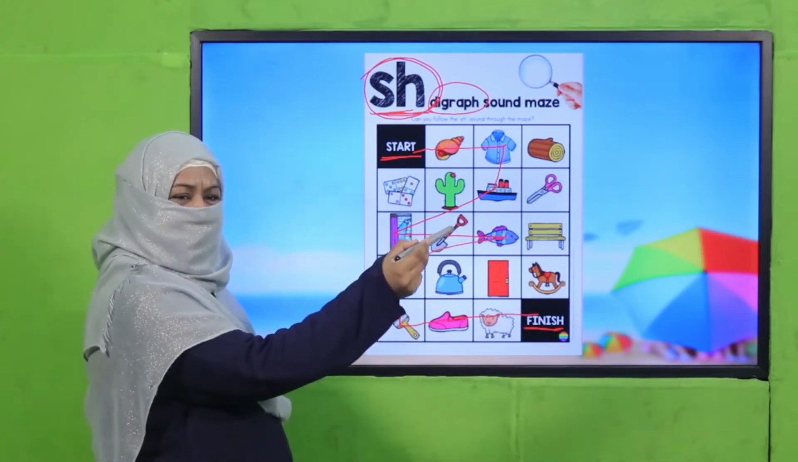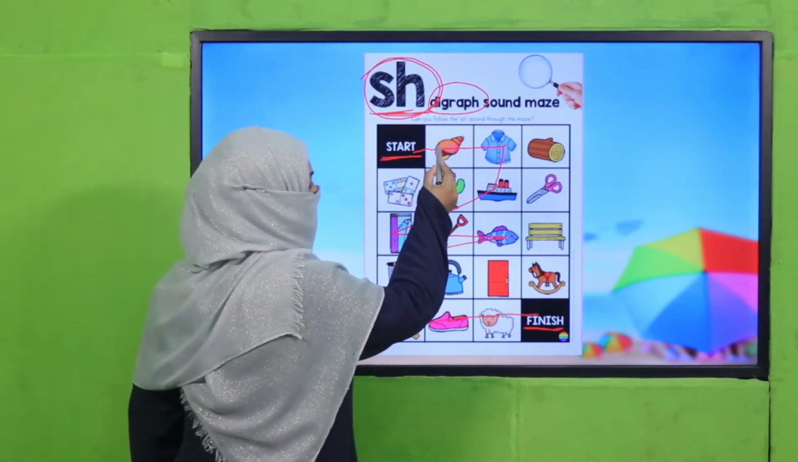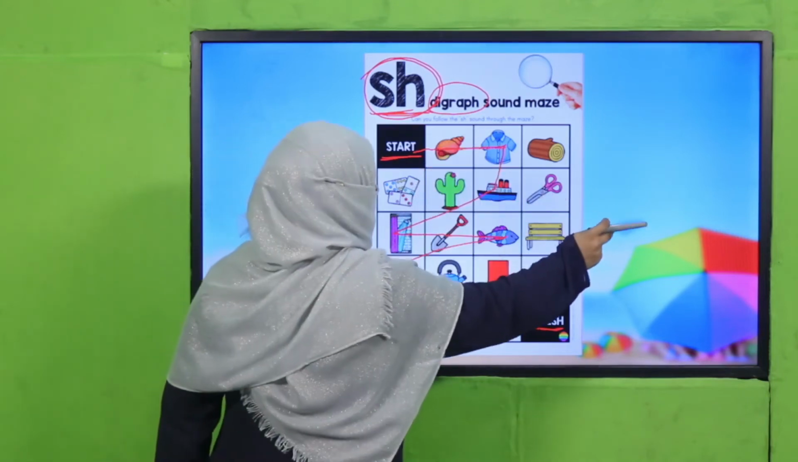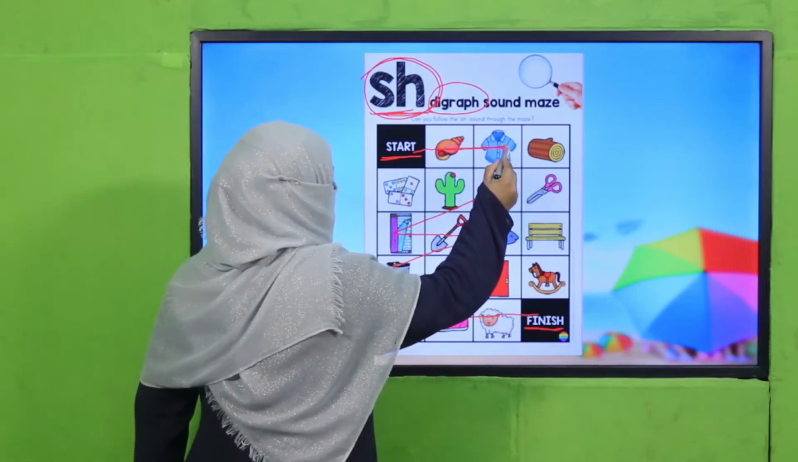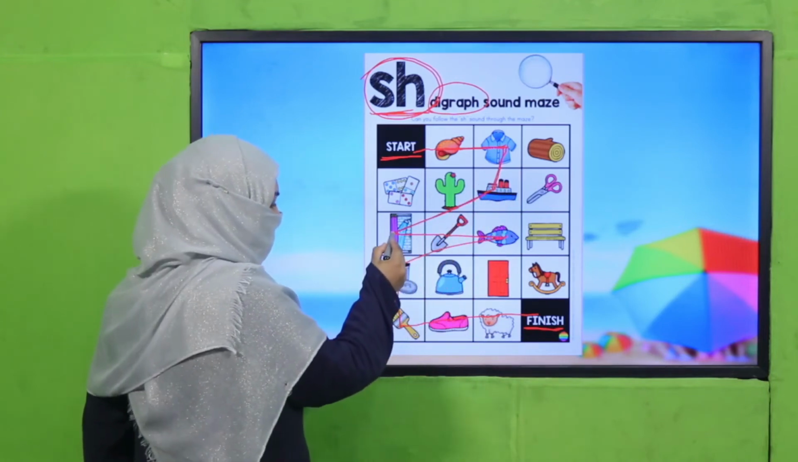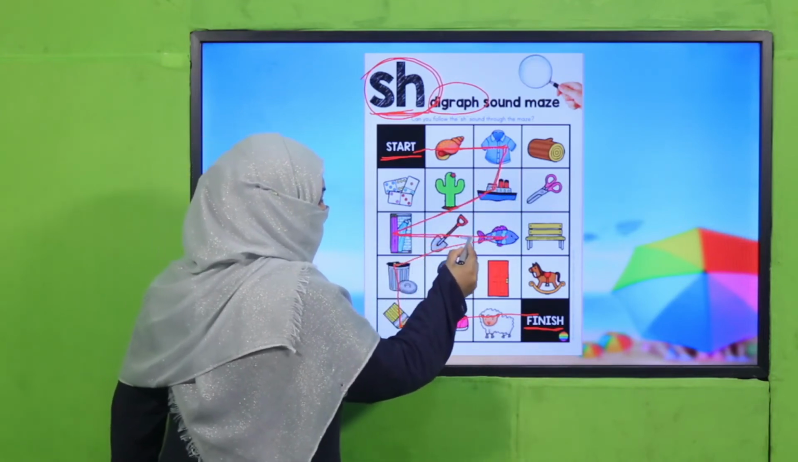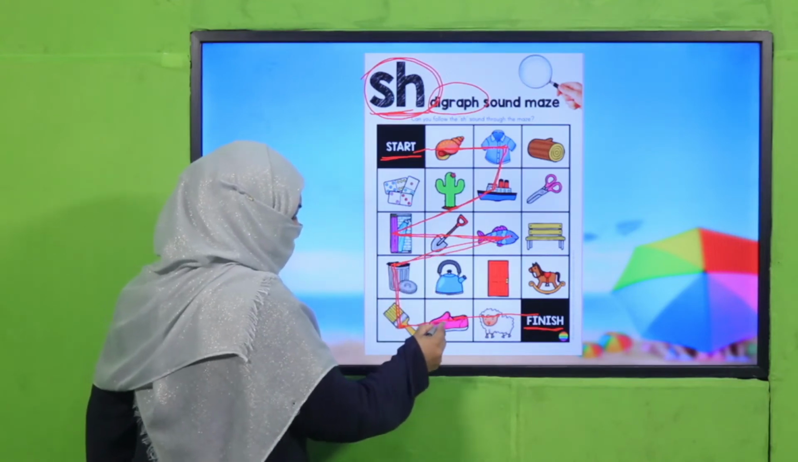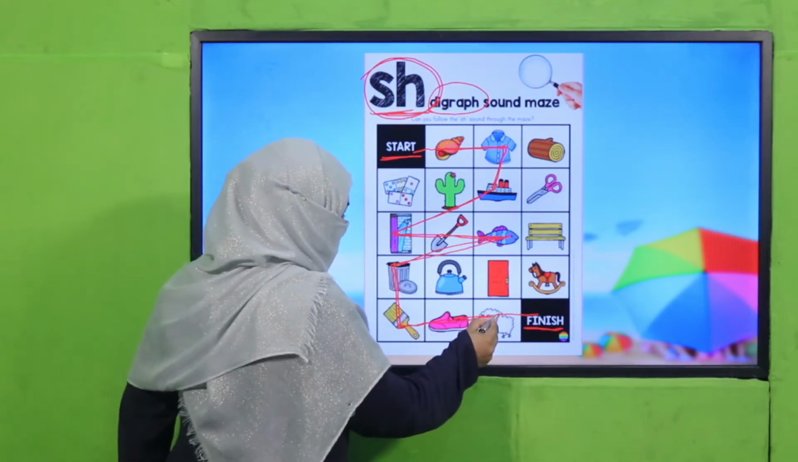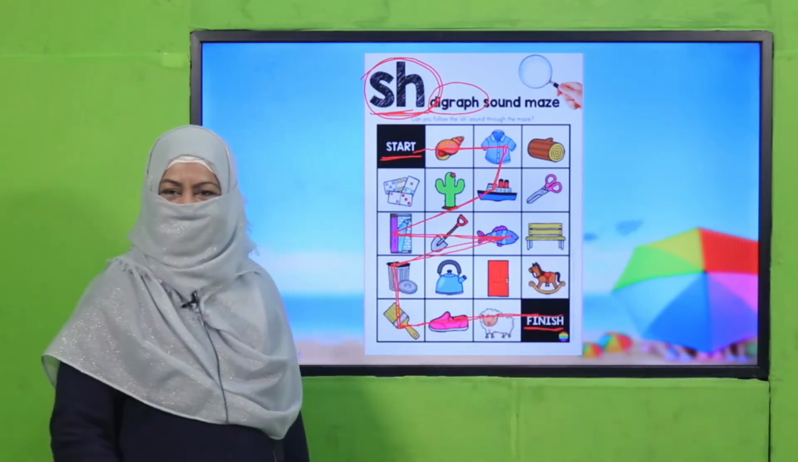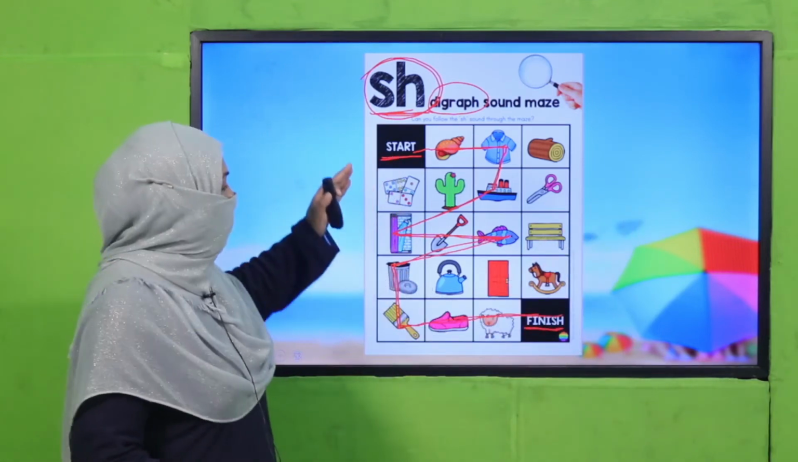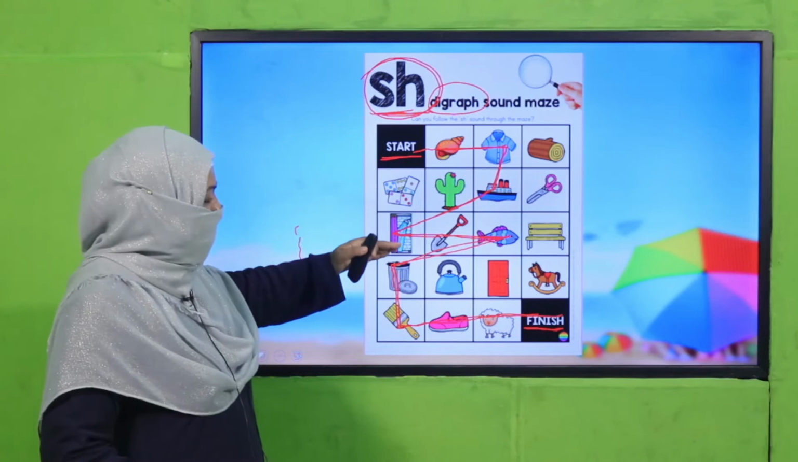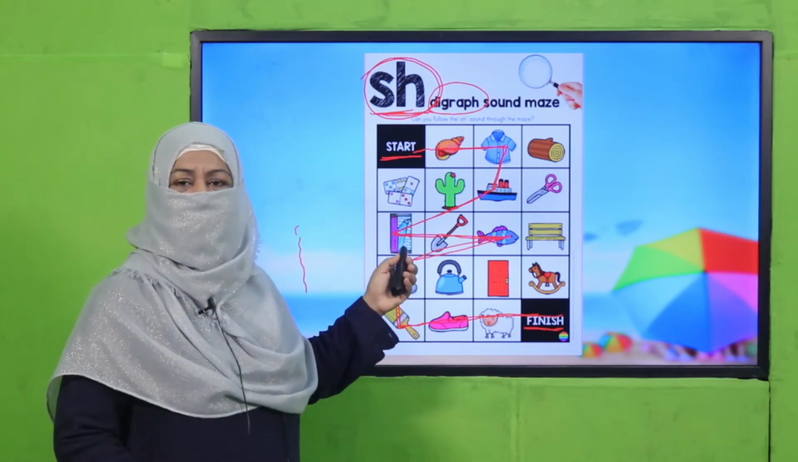I reach here. Okay, once again, let's go: shell, shirt, ship, shower, shovel, fish, trash, brush, shoe, sheep, right? So you see, this is a sequence. We have not missed any of the rows. That's why it's an example of sequence.